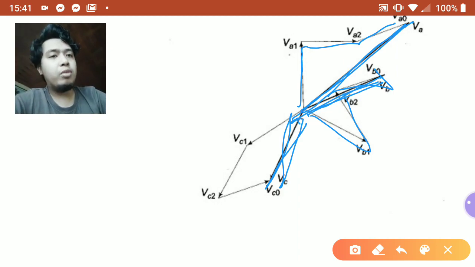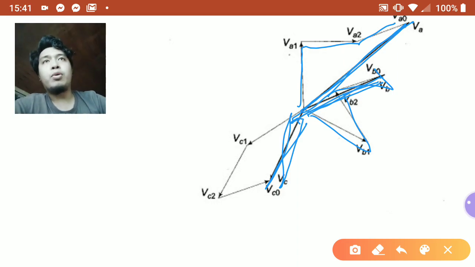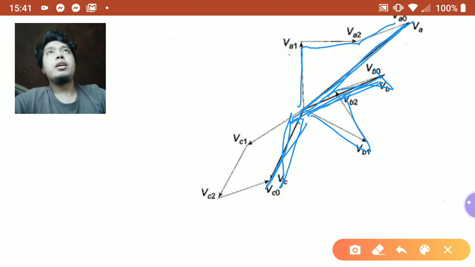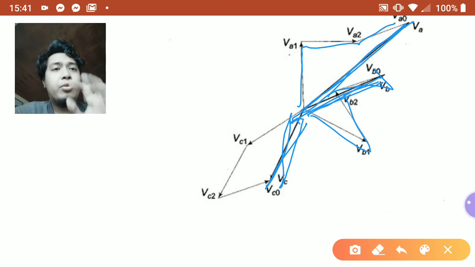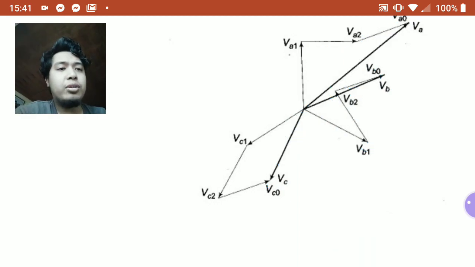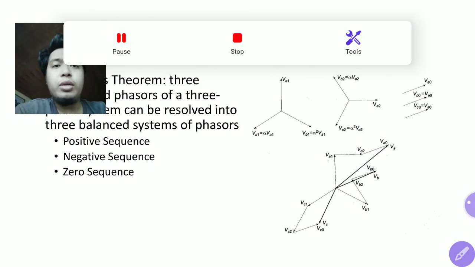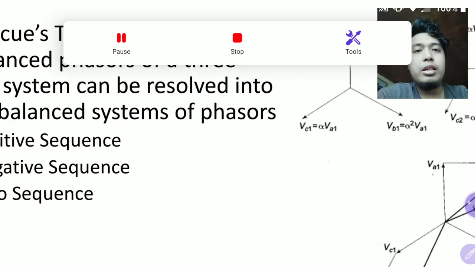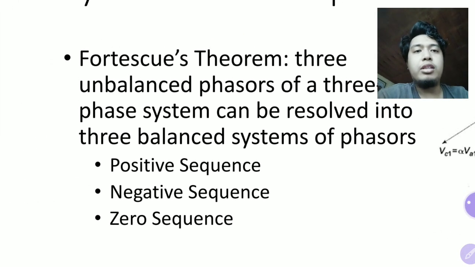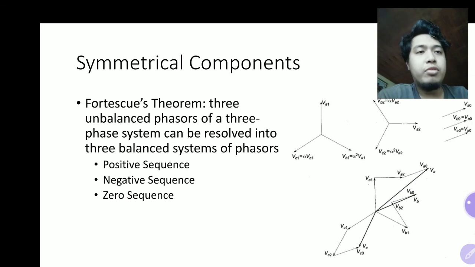And what's with those A1, A2, A0, B1, B2, B0, C1, C2, C0? Those are basically your vector components from your three balanced systems, such that A1, B1, and C1 is a balanced system. A2, B2, C2 is a balanced system, and A0, B0, and C0 is a balanced system. So that's basically the idea. So what's the difference between A1, A2, and A0? Those are what we call positive sequence for A1, negative sequence for A2, and zero sequence for A0.